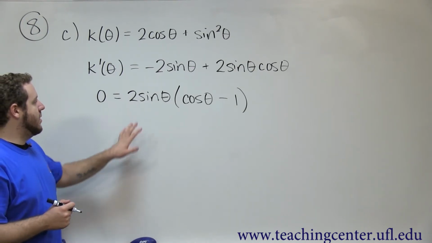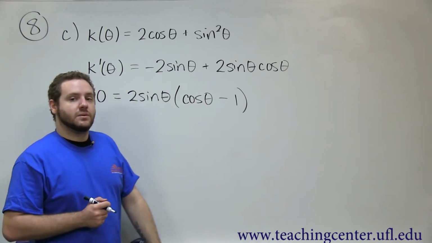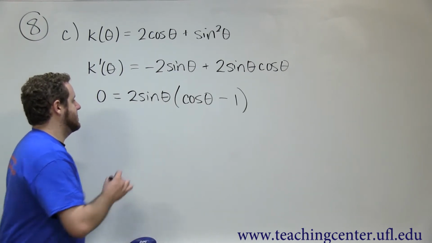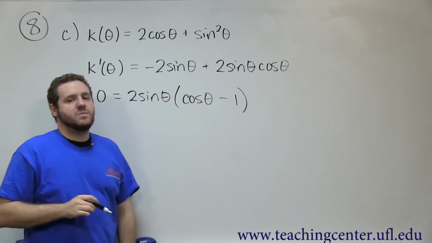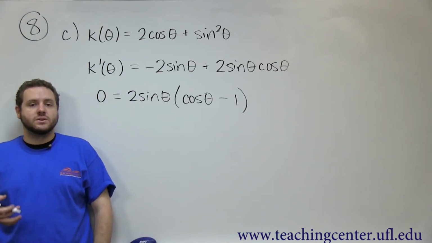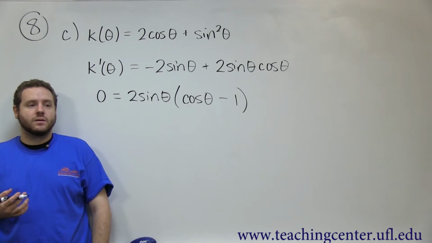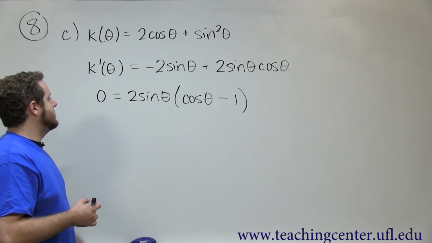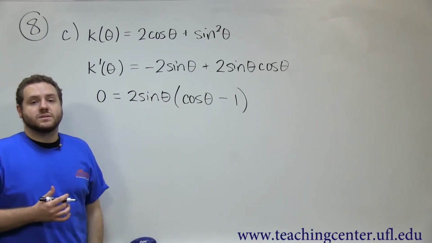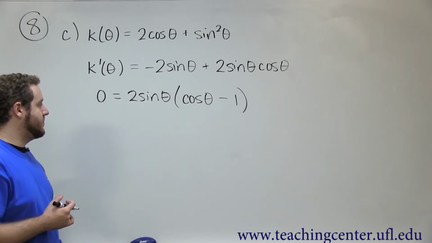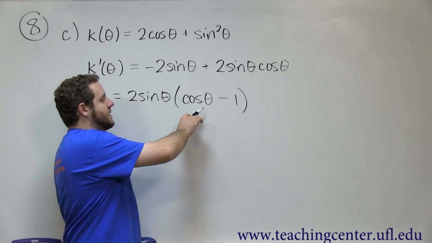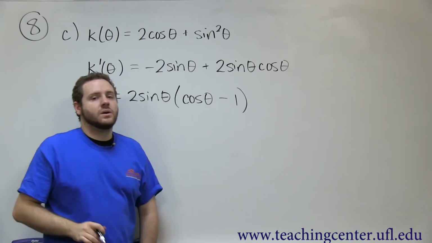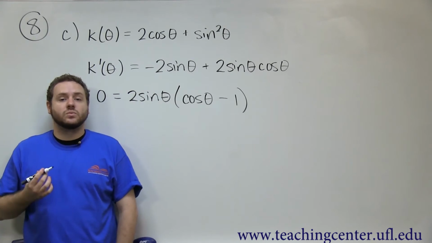So now we need to think about when each of these terms could be 0. Well, sine theta is 0 every time theta is a multiple of pi. 0, pi, 2 pi, 3 pi, negative 2 pi. Any of those numbers and sine theta would equal 0. So we could say n pi. And for cosine theta minus 1 equals 0 when cosine theta is equal to 1.